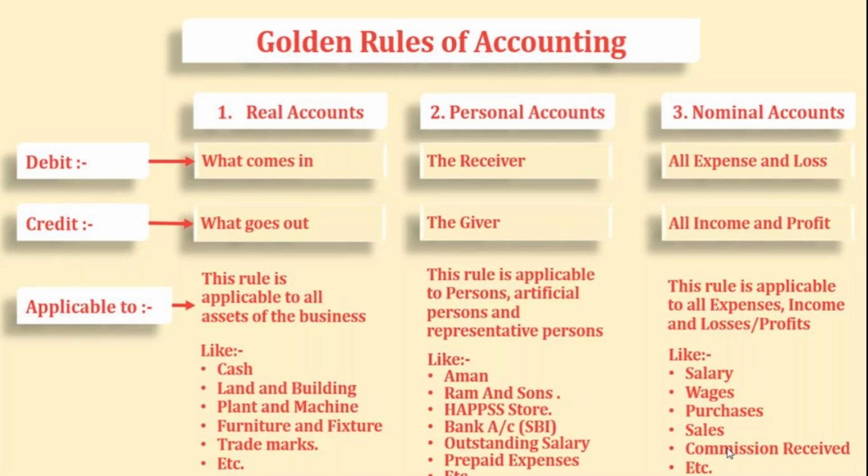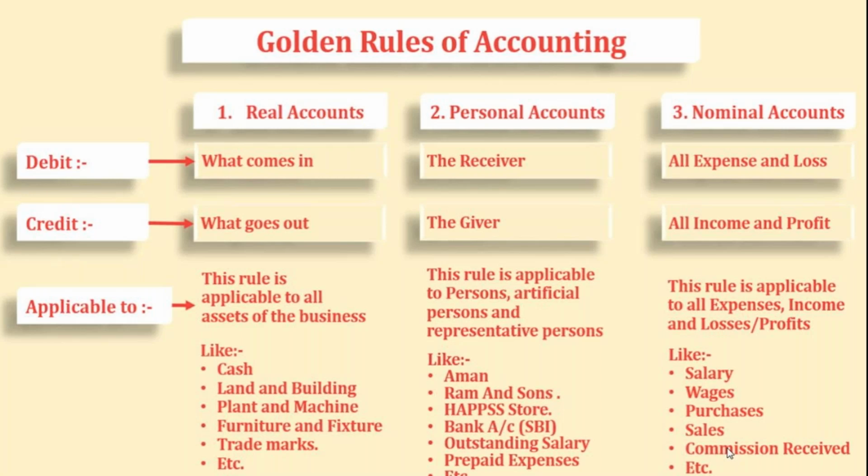The last one we have is nominal account. Nominal account says debit all expenses and losses, credit all the incomes and gains, or incomes and profit. So this rule is applicable to what all? This rule is applicable to all expenses, income, profits, and losses. I can tell you the best way to link your nominal account is, you know what? Your trading profit and loss account. Okay? The debits and the credits are equivalent to your nominal account.